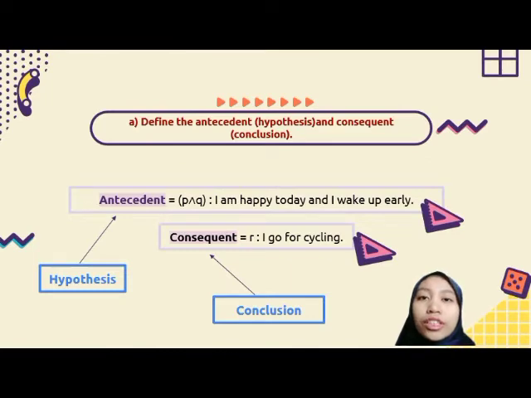Question A, define the antecedent (hypothesis) and the consequent (conclusion). We find that the antecedent is P and Q, I am happy today and wake up early, while the consequent is R, I go for cycling. Antecedent is also known as hypothesis and the consequent is known as conclusion.